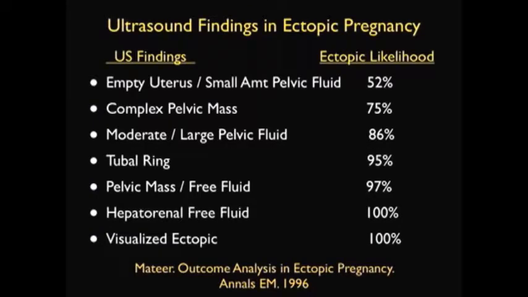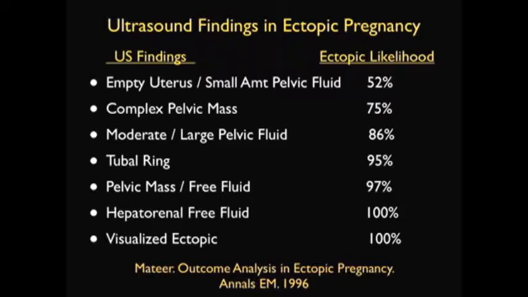Here's a nice table from a very important article by Dr. Mateer in the Annals of Emergency Medicine 1996 going over the ultrasound findings in ectopic pregnancy. We see the ultrasound findings to the left and the likelihood of ectopic to the right. We'll begin with an empty uterus and small amount of pelvic fluid, which has a 52% likelihood for ectopic. Notice that a complex pelvic mass increases the likelihood to 75% for ectopic. As you start to see a moderate to large amount of pelvic fluid, the likelihood goes up to 86%. And visualization of a tubal ring, also known as the bagel sign, has a likelihood of 95%.